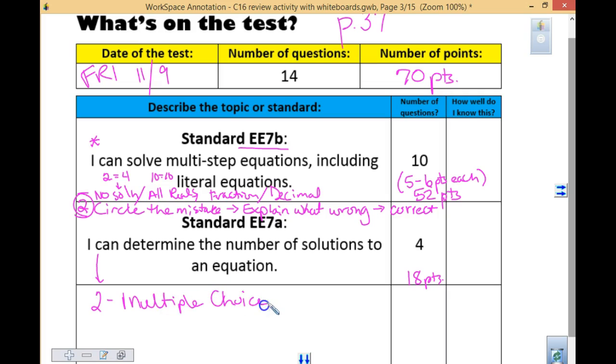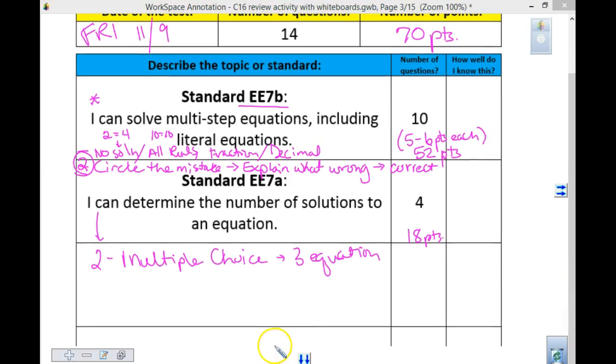And the multiple choice is that I'm going to give you 3 equations in each one. That means I'm going to have variables on both sides and numbers, just like we've been solving some of these equations. I'm going to give you 3 equations, and 1 question I'm going to ask you, and in those 2 questions I'm going to ask you to tell me which one, choice A, B, or C, which one has maybe no solution.